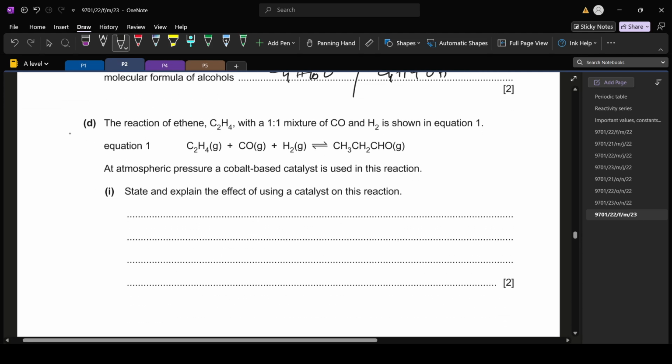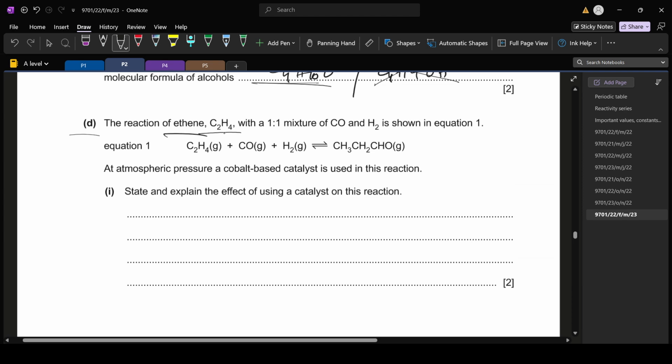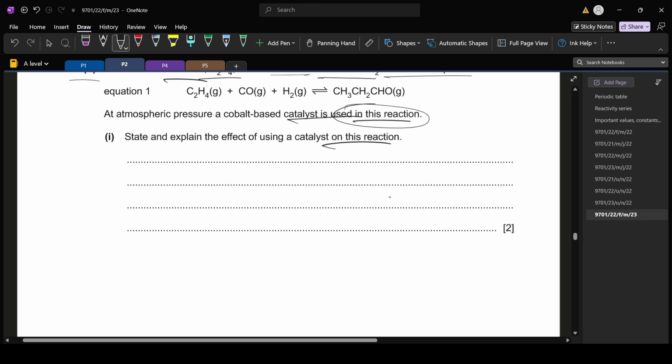Now part D, the reaction of ethene. But this molecular formula is not necessary. This is the correct one, C4H10O. D, the reaction of ethene with a 1 to 1 mixture of carbon monoxide and hydrogen is shown in equation 1. Now at atmospheric pressure, a cobalt-based catalyst is used in this reaction. Explain the effect of using a catalyst on this reaction.